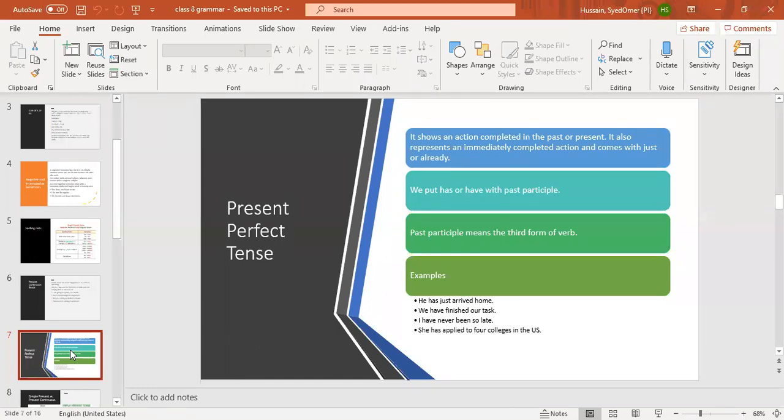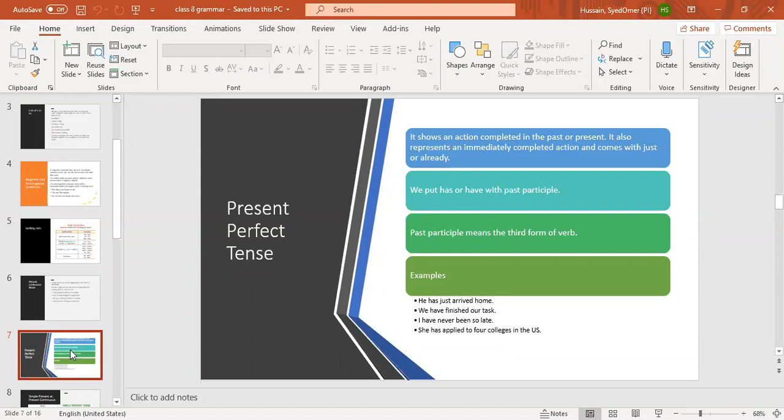That is why I'm going fast, because we have to cover the other topics also. Has and have, followed by past participle. Now drill this into your mind that past participle is the third form of verb. Third form of verb.